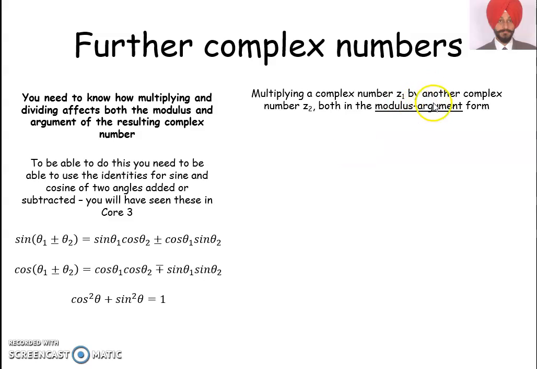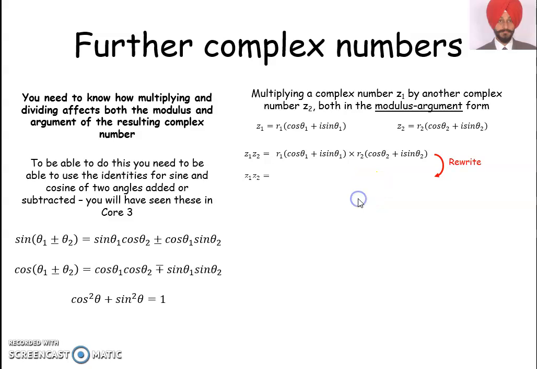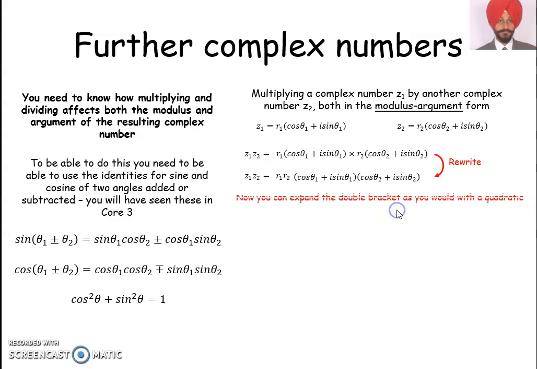Multiplying a complex number z1 by another complex number z2, both in modulus and argument form. So z1 is equal to r1 (cos theta 1 plus iota sin theta 1), and z2 is equal to r2 (cos theta 2 plus iota sin theta 2). So z1 into z2 is equal to r1 (cos theta 1 plus iota sin theta 1) into r2 (cos theta 2 plus iota sin theta 2). Rewriting, multiplying these two, r1 into r2, and now multiply these two: cos theta 1 plus iota sin theta 1 into cos theta 2 plus iota sin theta 2.